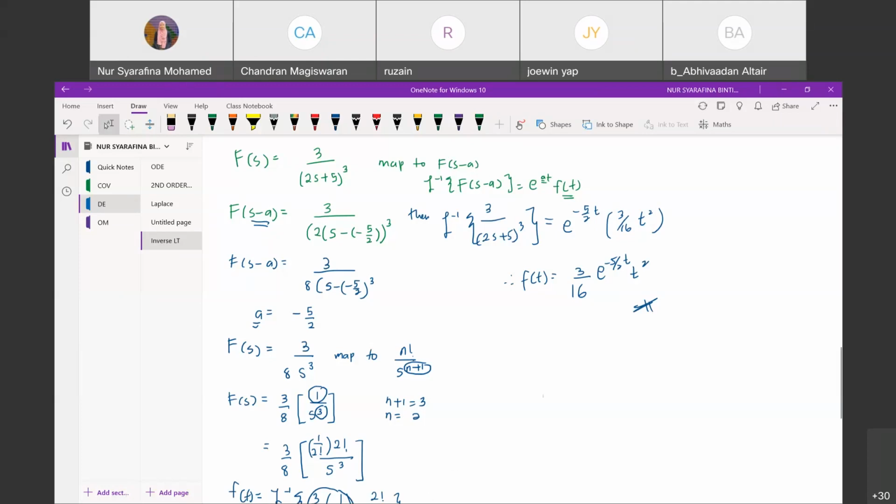Okay. So that is how you inverse transform directly based on the table of transformation and also the properties. That's why you need to understand first how to transform, basically based on the definition and the table of transformation and also the properties. Okay. So next, try the next one. We can also find the inverse transform by using partial fraction.